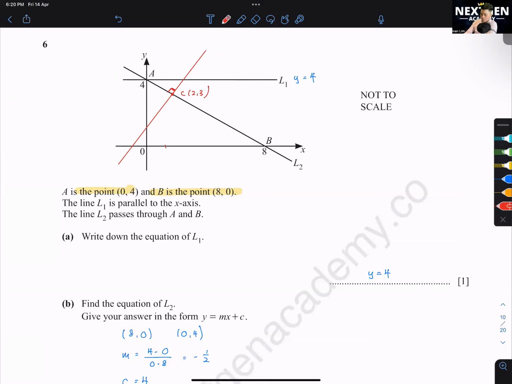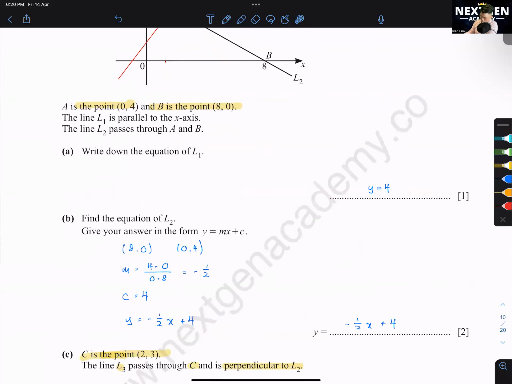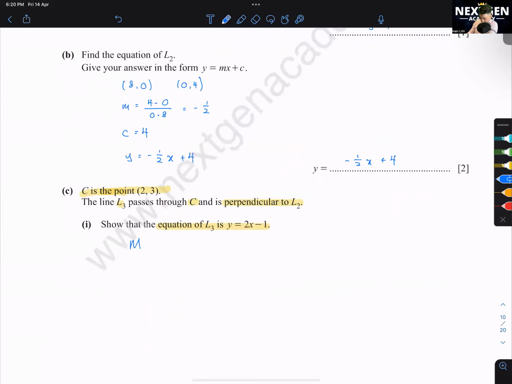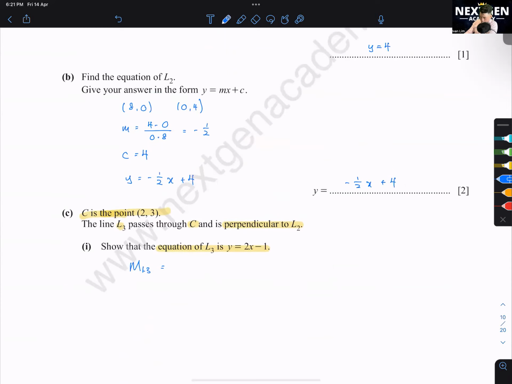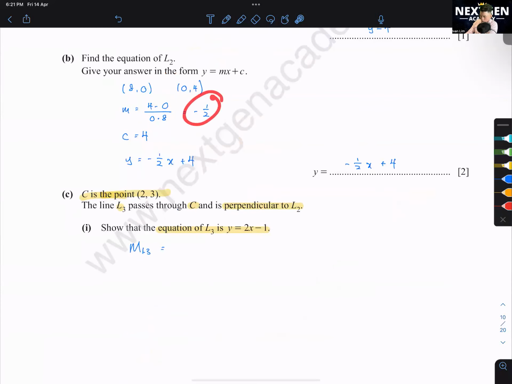But I normally like to sketch it out so that I get a good idea on what it is. Okay, so it passes through (2, 3), and it's perpendicular to this. The relationship of perpendicular is that the gradient of the perpendicular is -1 over m. So we need to find the gradient of this L3 first. We look at the previous one. Just now it was -1 over 2. So you do the negative reciprocal. Now it'll be +2.